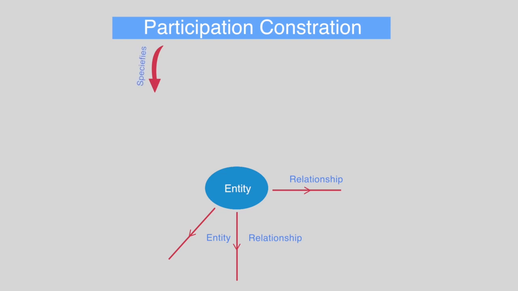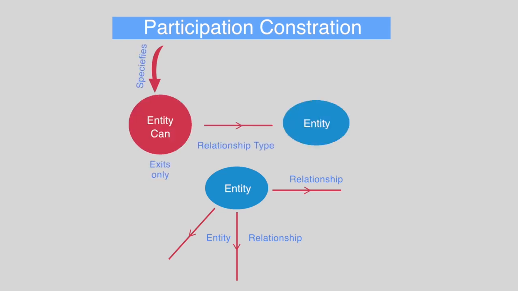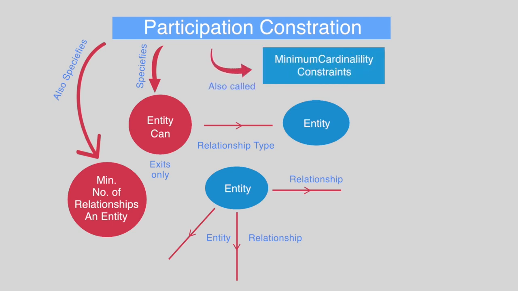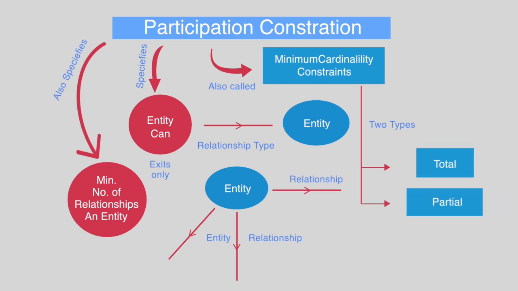Participation constraint specifies an entity can exist only when it is related to another entity via a relationship type. It also specifies the minimum number of relationships that each entity can participate in. So it can also be called the minimum cardinality constraint. There are two types of participation constraints: total and partial.